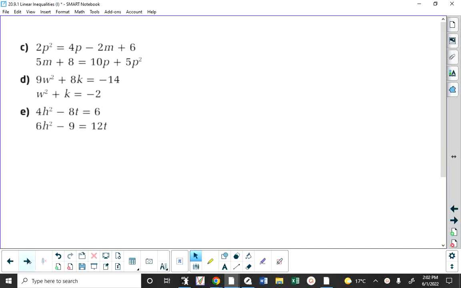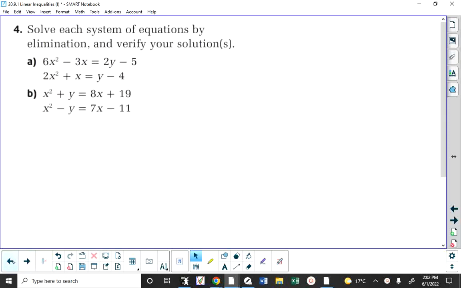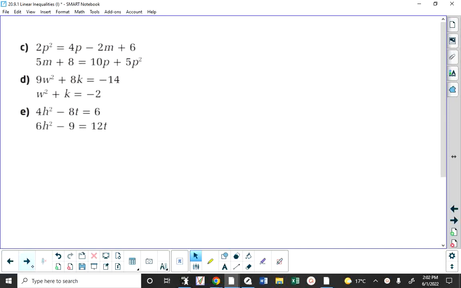All right, so we're doing 4c. 2p squared equals 4p minus 2m plus 6, and then we have that other equation. That's the one you're talking about? Okay. Does it tell us what we're supposed to do? It says you're supposed to use elimination.